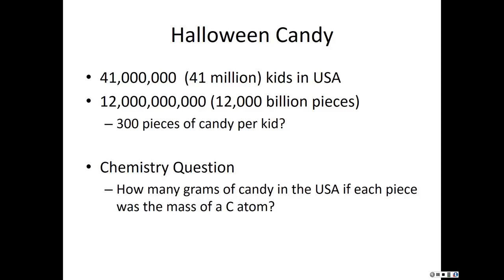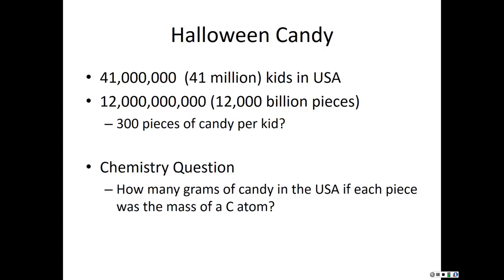If we start out with atoms and we want to get to grams, we need to do a conversion, but there's no conversion directly from atoms to grams. So we're going to go from atoms to moles, and then once we have moles, we can then go to grams. The first conversion is going to be Avogadro's number. The second conversion is going to be molar mass.